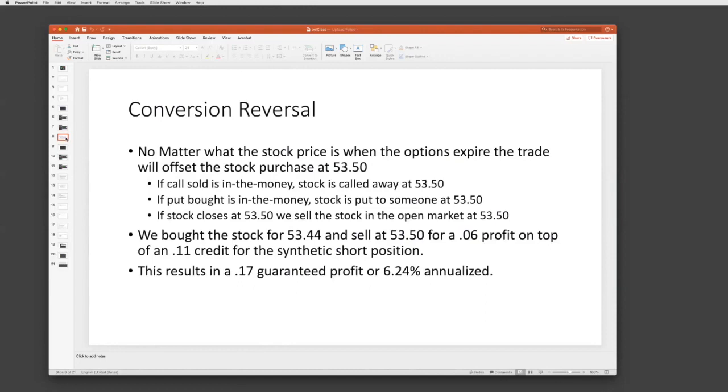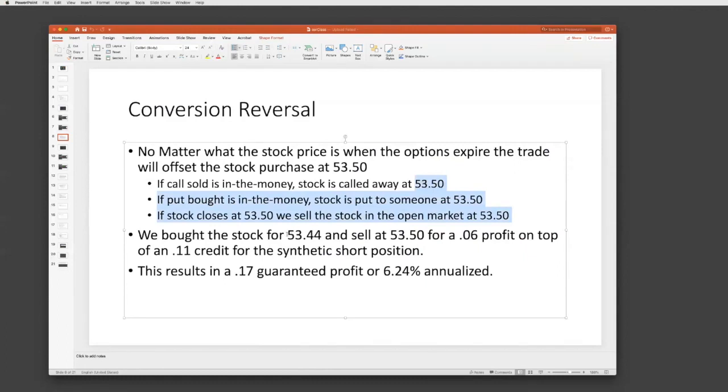So no matter what the stock price is when the options expire, we're going to have either the option we sold exercised or the option we bought exercised, and we're going to get rid of the shares. Even if the options have no exercise value at expiration, that means the stock price must be at 53.50. So no matter what, we're going to end up delivering the shares that we bought at the price of 53.50.